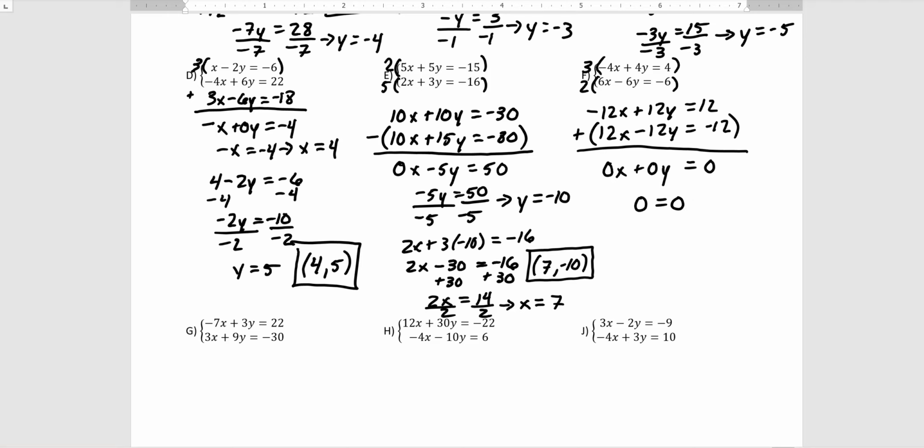What does that mean? Think back to our last lesson. If we get a true statement with no variables, what does that mean? That means infinite solutions. So we can still get infinite solutions or no solution using elimination. It doesn't matter which method we use, we should be able to get that same answer. This one is infinite solutions.